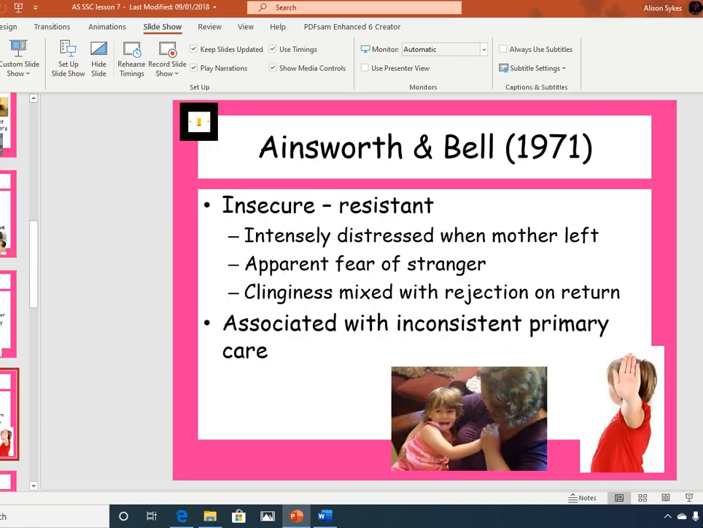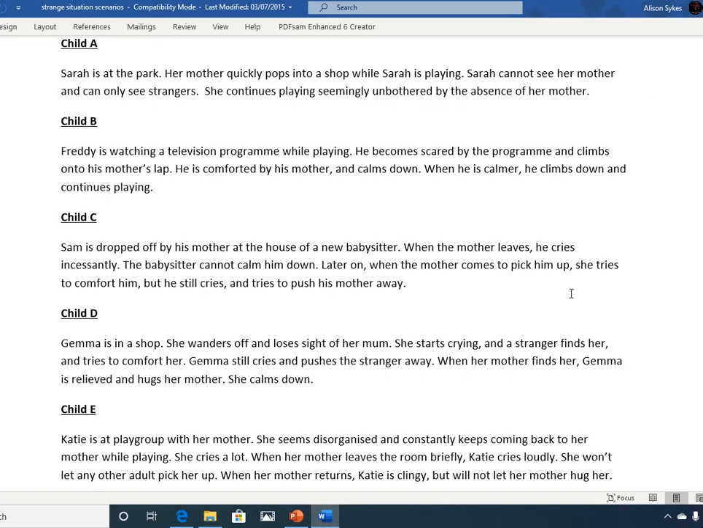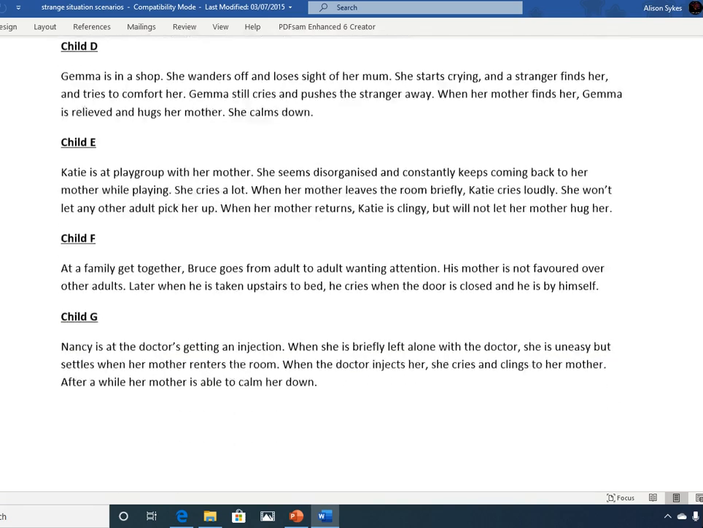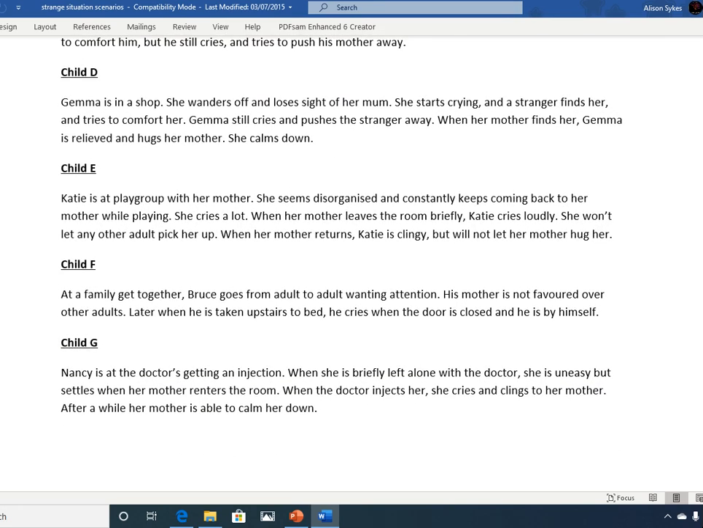So again, this is resistant, but you might not see all of it, because what we've got here is not really clinginess, we've got rejection, but we've got this crying on return and intense distress. Okay, see if you can go through the rest of these, and you should be able to identify the attachment types until you get to child F.